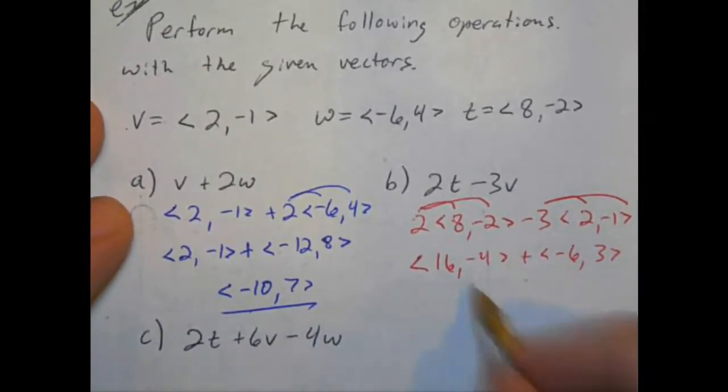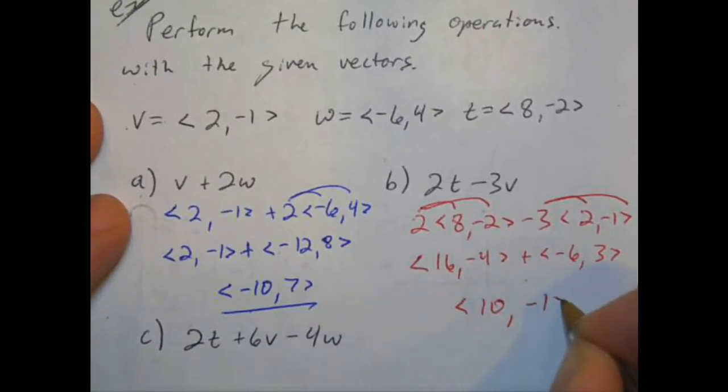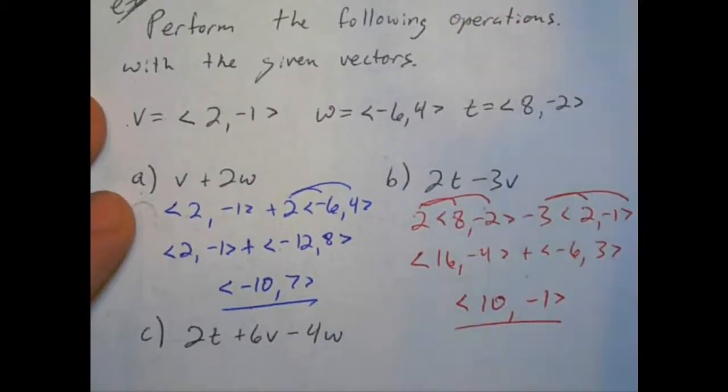So I have 16 and negative 4 plus negative 6 and 3. And then again, it's just the total combined x direction, which will be 10. Total combined y direction, which is negative 1. There is my vector.